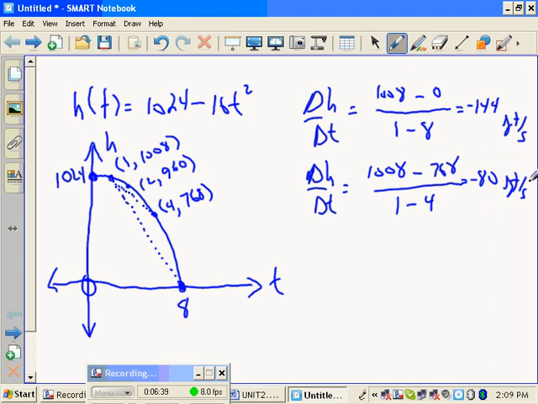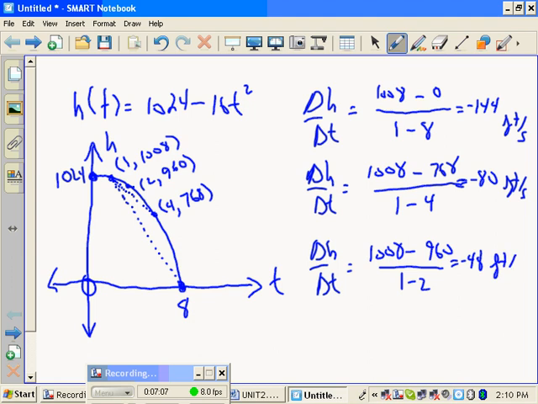Well, what does it mean, though, physically, that this velocity is negative? It's a velocity, right? The negative has to do with the frame of reference. Downward is negative, I guess? Okay. All right, let's do it from 1 to 2. Delta H over delta T is 1,008 minus 960 over 1 minus 2, and that works out to negative 48, by the way. Just saving a little time here.